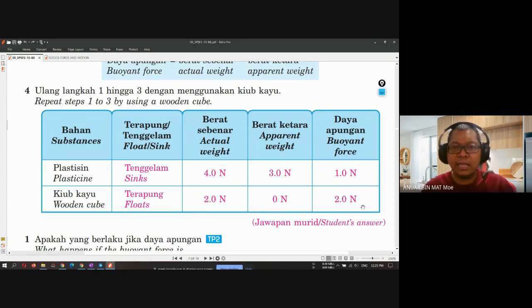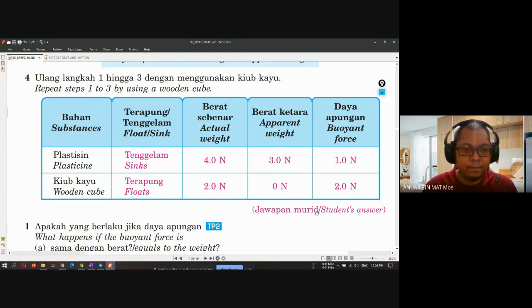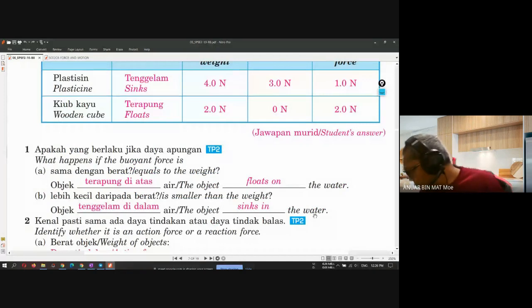All right. So this one you just copy inside your workbook. Plasticine usually sinks, the wooden cube floats, and the rest of the values. Never mind. Later on, I will give you the record or the result. Okay. Next one.